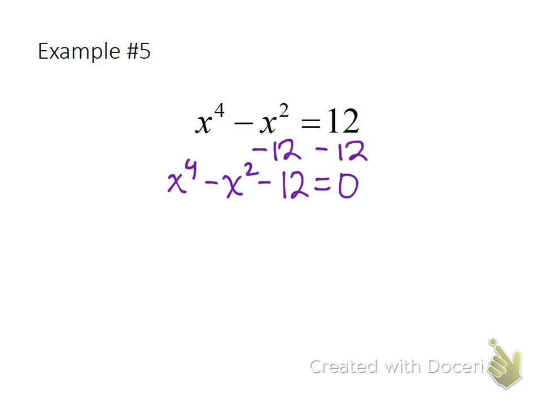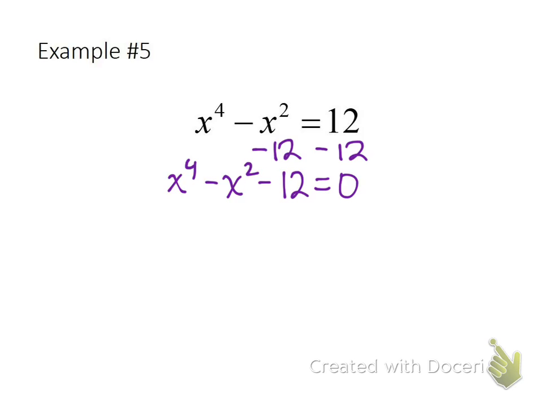Yeah, we're in standard form. We might not be representing every single degree, right? Like we don't have an x cubed and we don't have a plain x. But that's okay because we're still in decreasing order of exponents and we're still set equal to 0. So this is standard form. We are ready to factor completely.